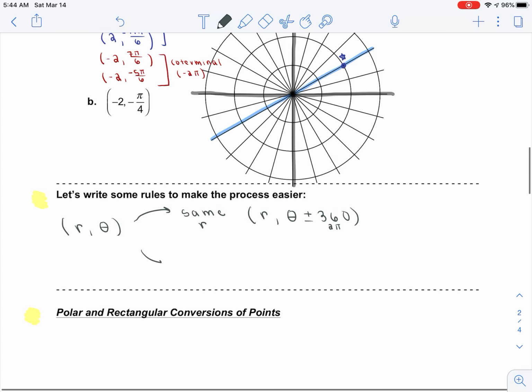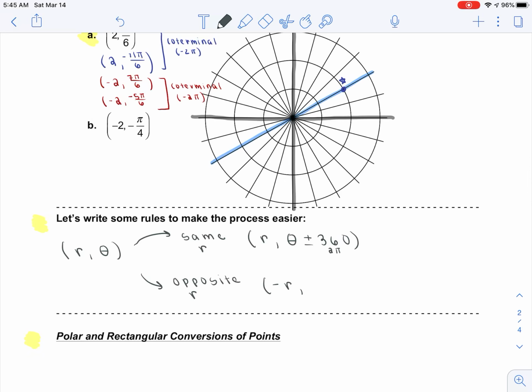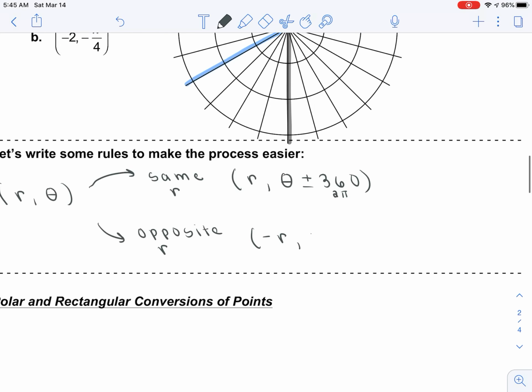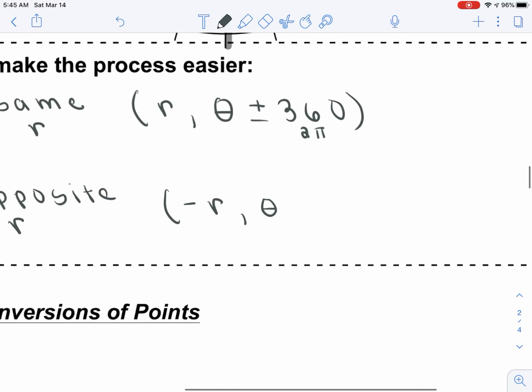If you want to come up with other points that have the opposite r value, you need to think about what is on the opposite side of that angle. So you're going to take the angle, just like what we do with tangent, and you are going to add or subtract 180 degrees or π radians.